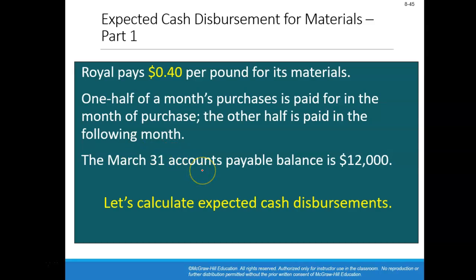The accounts payable account showed that we owed $12,000 at the end of March, at the end of the first quarter. So let's take a look at how to prepare next what's known as our expected cash disbursements. So again, these disbursements are based upon the amount of material we need for the months of April, May, and June. So up next, we're going to prepare our cash disbursements, okay? So stay tuned.